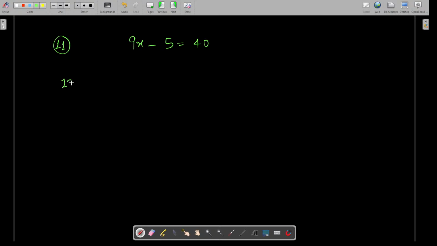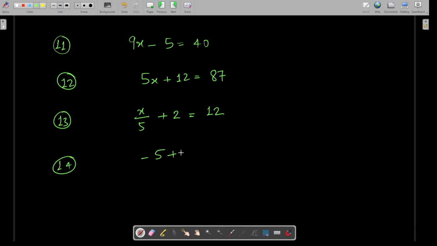Try to solve this equation, and 11, 12 also. Let's say 12 one, and one more, like x over 5 plus 2 equals 12, and maybe one more. We could try these 4 questions.